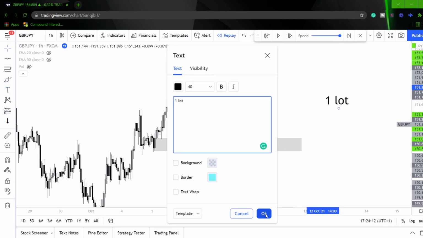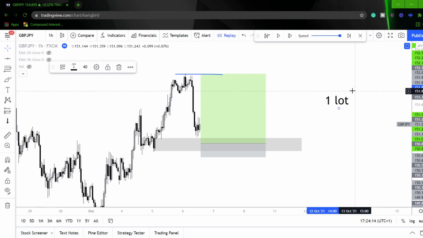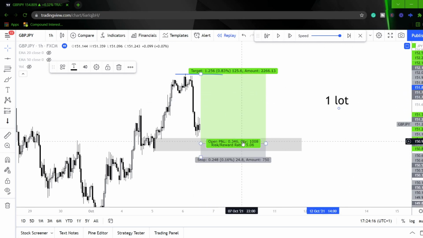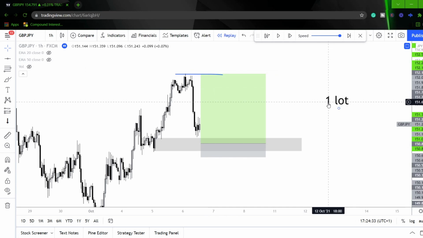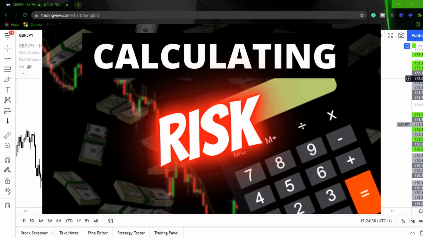Of course, you have to calculate your lot size depending on your risk tolerance, right? How much risk your system can take, and of course the size of your trade, right, from your entry to your stop loss, okay. So if that doesn't make sense, and obviously this video isn't about calculating risk, check out the video on the screen where I go through how to calculate risk in forex, right?